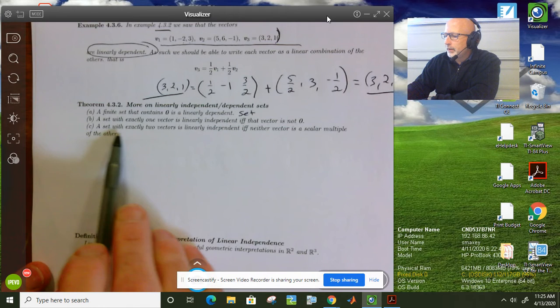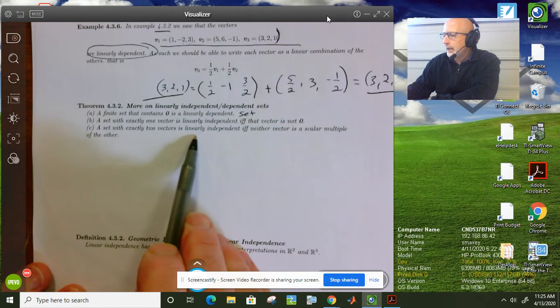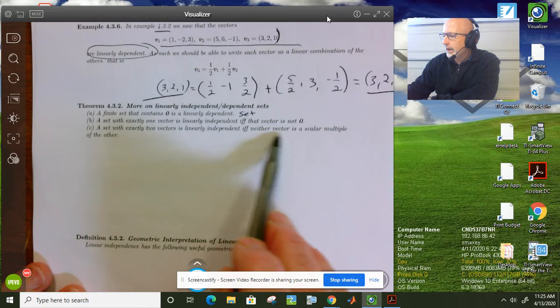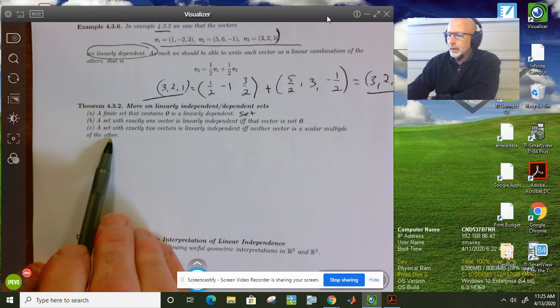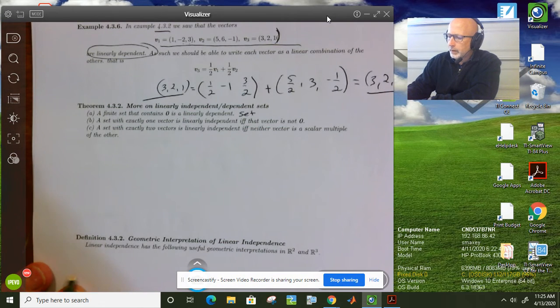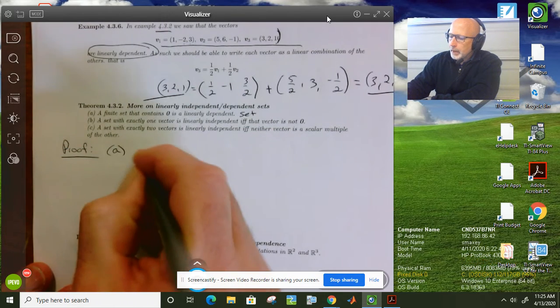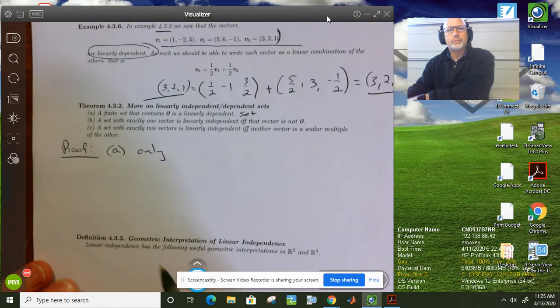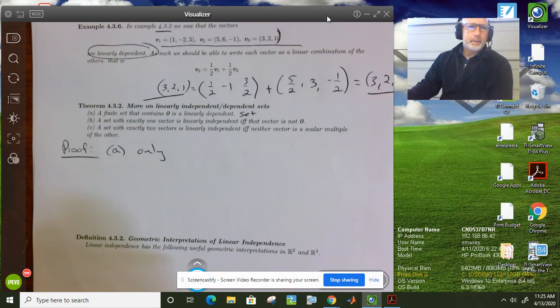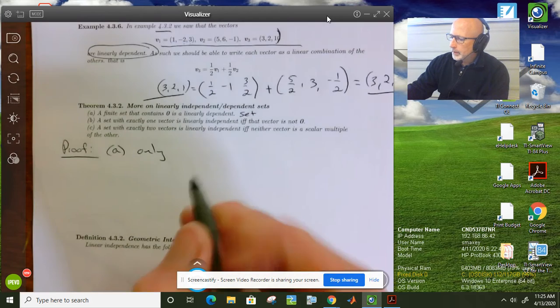And then C, a set with exactly 2 vectors is linearly independent if and only if neither vector is a scalar multiple of the other. Okay, that kind of gets back up to what we were talking about before. So we're going to prove this, but A only, just because of time. I don't want to spend all day on this proof.